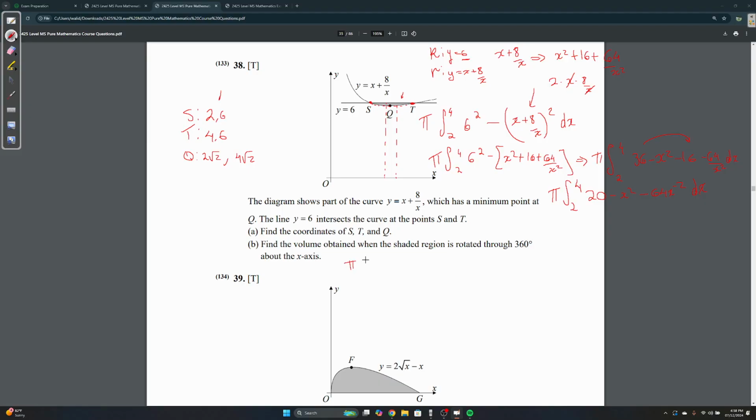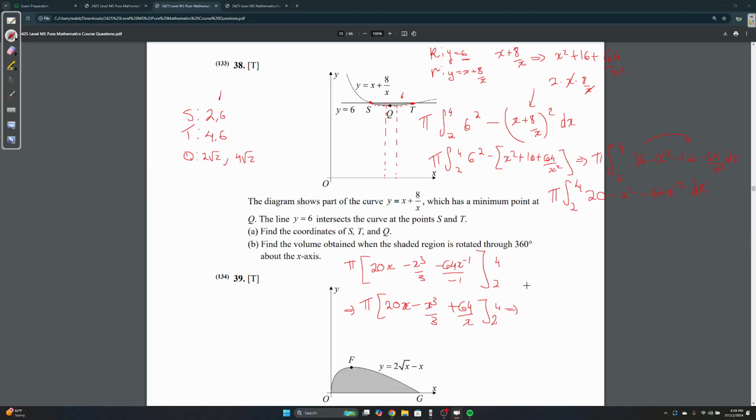It's gonna be pi. Let's integrate. 20 is 20x, right? X squared will become x cubed over 3. As minus 64 x to the power minus 2 is going to be minus 64 x to the minus 1 over minus 1. And our bounds are from 2 until 4. We're going to continue. So it's going to be pi 20x minus x cubed over 3 plus 64 over x from 2 to 4.